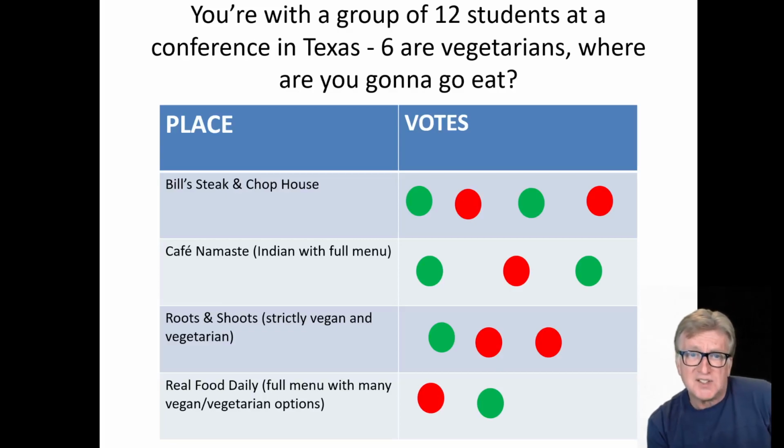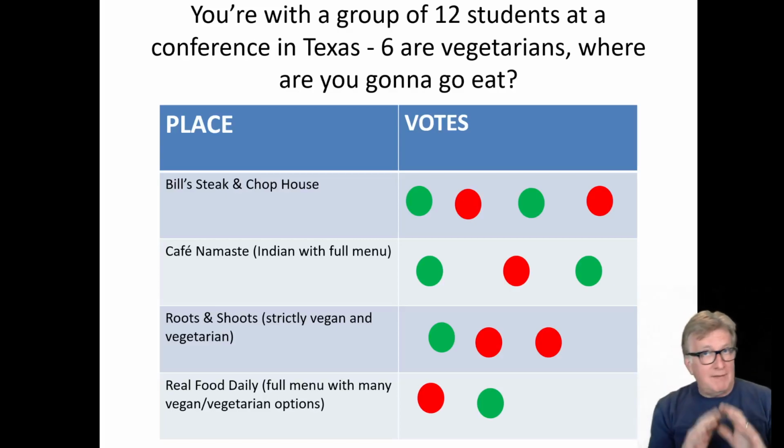You've got 4 different options to choose from. You've got Bill's Steak and Chop House, a really great name for a Houston, Texas restaurant. You've got an Indian restaurant that has a full menu, Cafe Namaste. You've got Roots and Shoots. Roots and Shoots is strictly vegan and vegetarian. And then last but not least, you've got a restaurant called Real Food Daily that has a full menu. They got lots of vegan and vegetarian options.